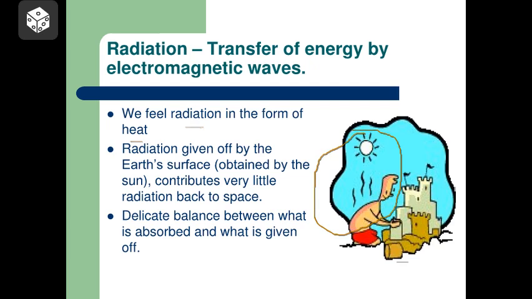Well, radiation that's given off by Earth's surface contributes very little radiation back to space. In other words, once it reaches the surface, it's basically here. It stays here. It gets trapped here, and it doesn't really leave at this point, doesn't reflect back into space. And like I said before, this is part of the previous set of notes, there's a very delicate balance between what's absorbed and what's given off.